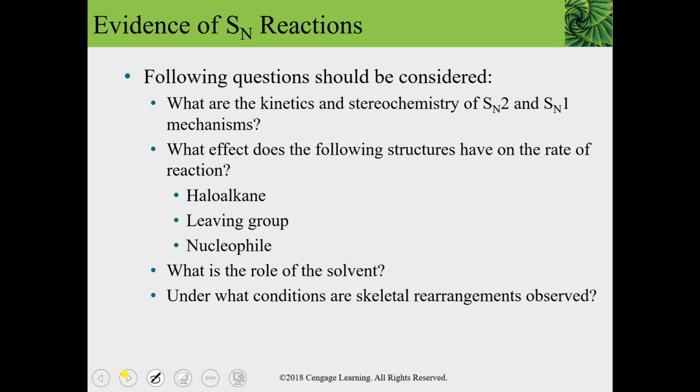So what are the things that you should consider here? I'm not going to go through each and every one of these. That's what the next several slides are. I'm going to talk about a few of them, but most of them are just definitions and what really does affect what. All right, so questions you need to be thinking about. What are the kinetics and stereochemistry of SN2 and SN1 mechanisms? What effect do the following structures have on the rate of reaction? What is the role of the solvent? Under what conditions are skeletal rearrangements observed? I'm not going to go through each and every single one of these. Most of these are definitions, like I said. But you need to go through and make sure that you understand what's happening, okay?